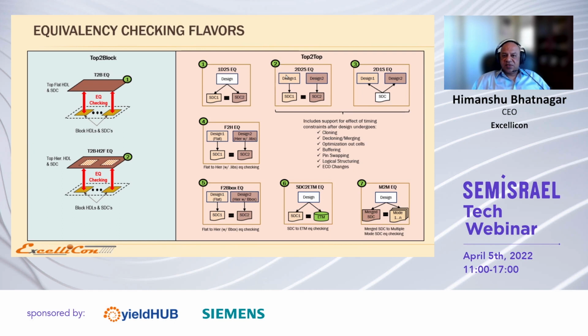So you have design one and SDC, for example, RTL and SDC, gates and SDC. Or this one is pre-ECO netlist, post-ECO netlist, and the SDC remains the same. So you need to make sure that all the timing equivalency is done properly before taping it out. There are many other flavors also, merge mode to multiple mode and all that sort of thing, but the top ones are the more interesting ones here.